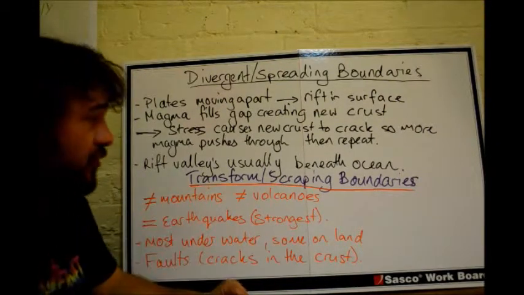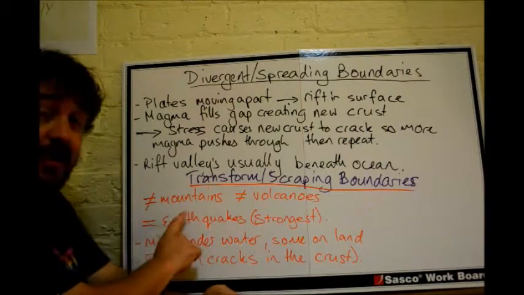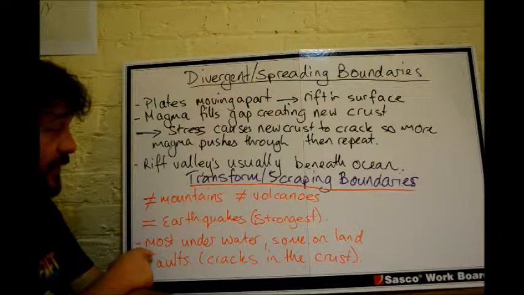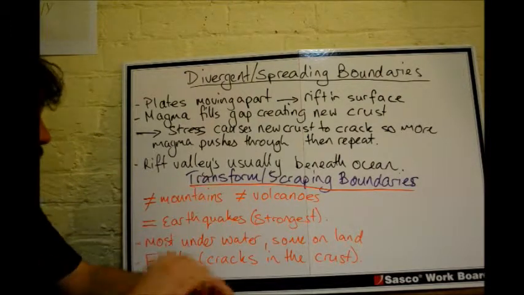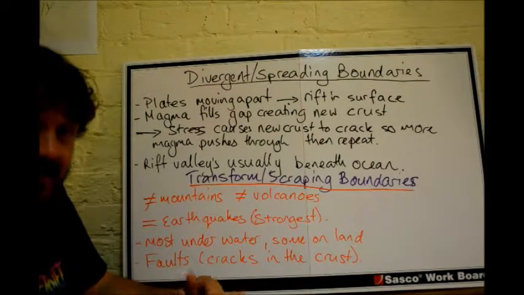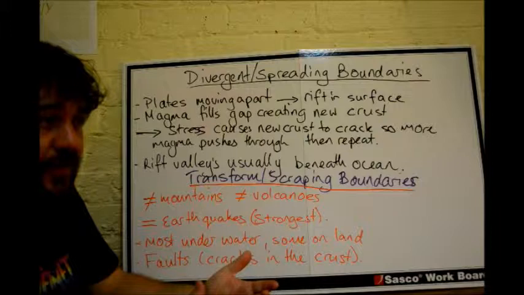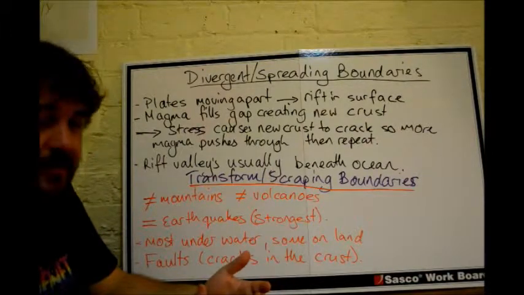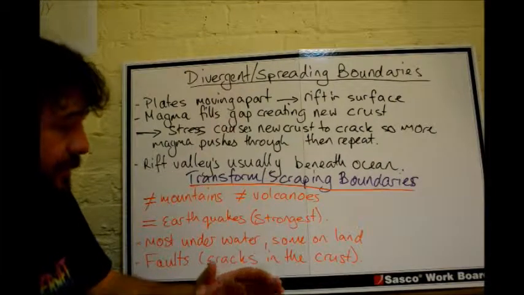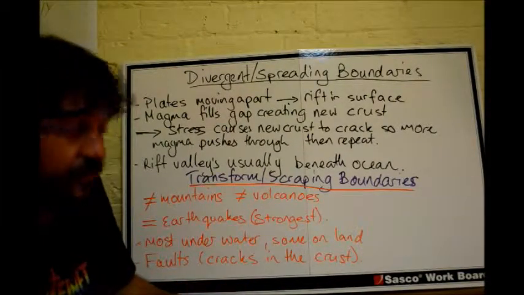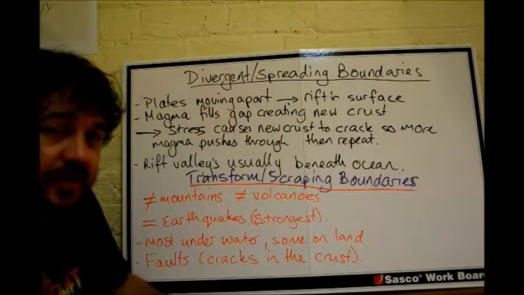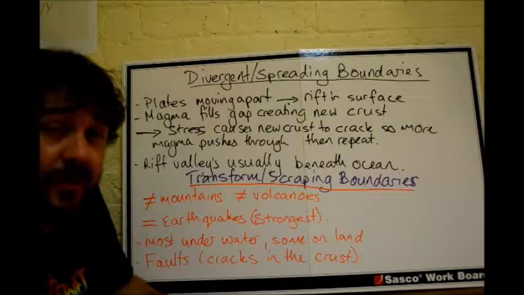Now, it's transform or scraping boundaries. Okay, so you don't get mountains, you don't get volcanoes, you do get the strongest earthquakes from transform and scraping boundaries. Most of these are under the water, but there are some on land. For example, the San Andreas Fault is the largest. It goes for 1,300 kilometers down through California in the US, and that's why we always see Los Angeles having such strong earthquakes in the movies. These create faults, so cracks in the crust, and that's where we're at for the types of plate boundaries.